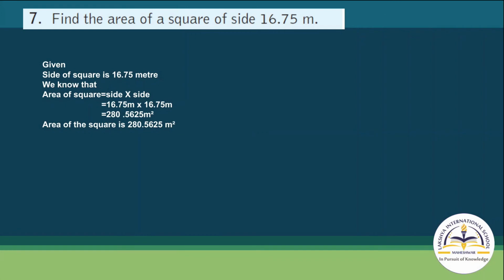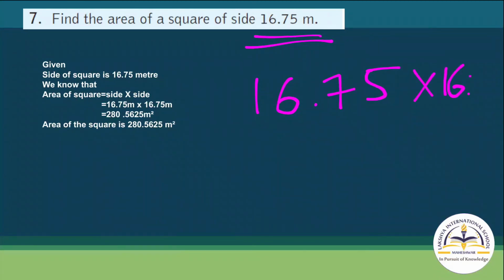Now question number 7, find the area of a square of side 16.75 meter. Now you know the area of a square is side into side, or side square. So side into side, the side is given, so you have to multiply 16.75 into 16.75. You will get your answer. Okay, you can see 16.75 into 16.75.